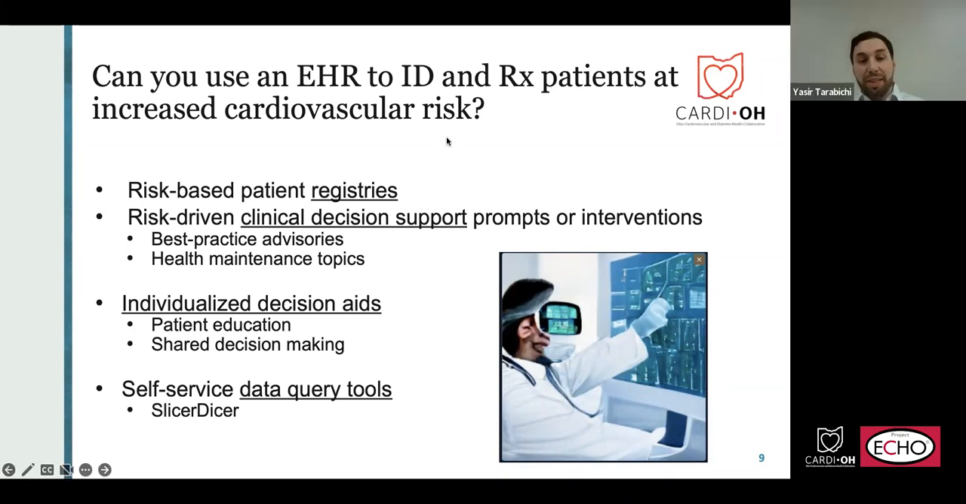We have individualized decision aids, or patient decision aids, which assist in patient education and shared decision making. And then more recently we have self-service data query tools. One that, at least for the Epic institutions, should be familiar is Slicer Dicer. That photo that you see there is a DALL-E rendition of a doctor using technology to care for patients, and it's nightmare fuel.